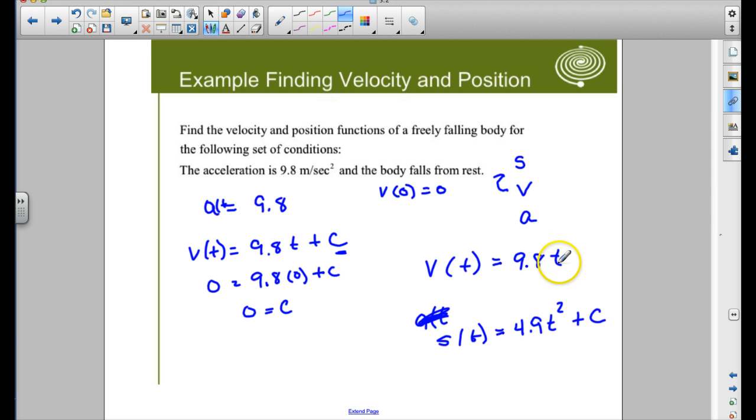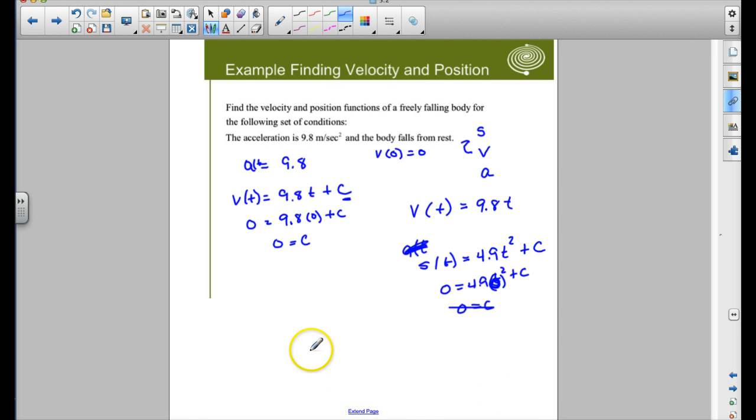But now we have to find c. The position at time 0 is 0. So we say 0 is equal to 4.9 t squared plus c, and t is 0. So that ends up being 0 is equal to c. So my position equation for this function is 4.9 t squared.